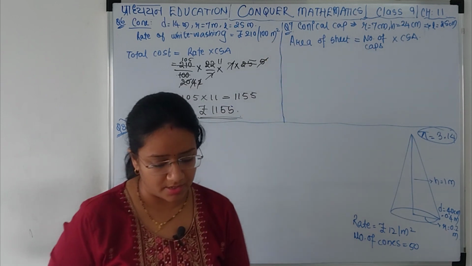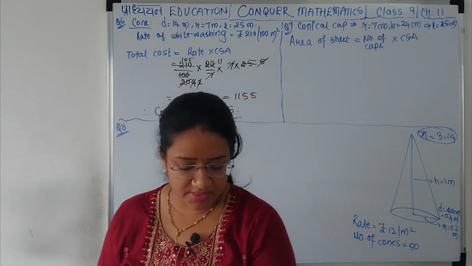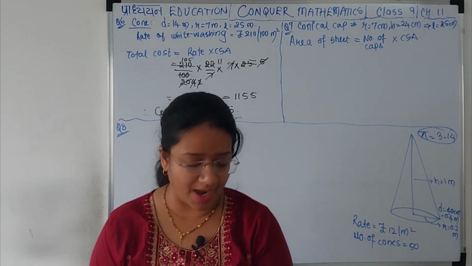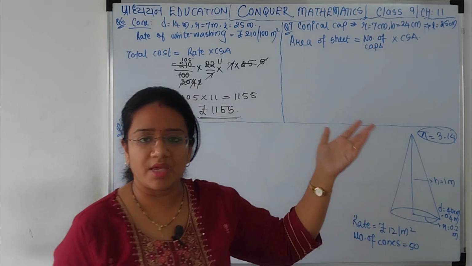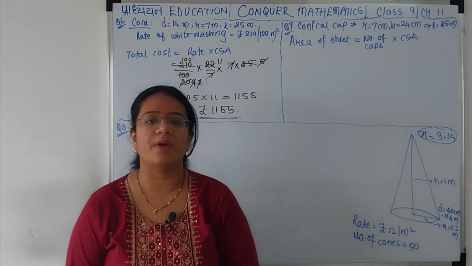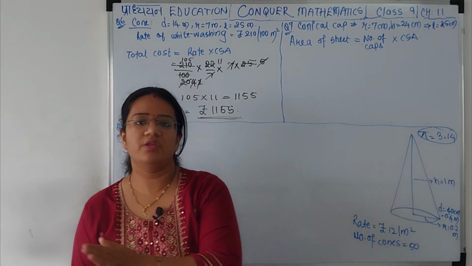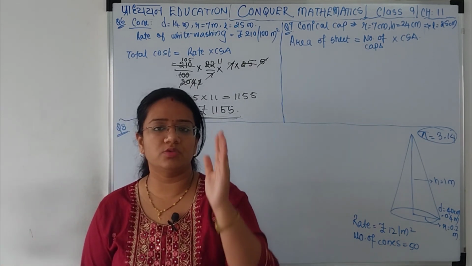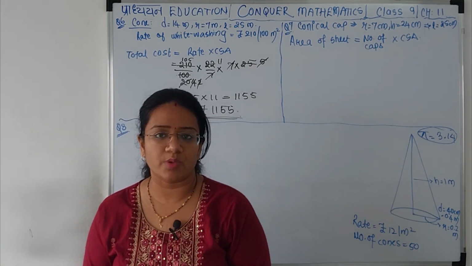Let's read and understand it. A joker's cap is in the form of a right circular cone of base radius 7 centimeters and height 24 centimeters. Base 7, height 24, so slant height will be 25 according to the Pythagorean triplet. 7, 24, 25. Very easy. नहीं याद होता है तो you can always use that formula, square root of h square plus r square.